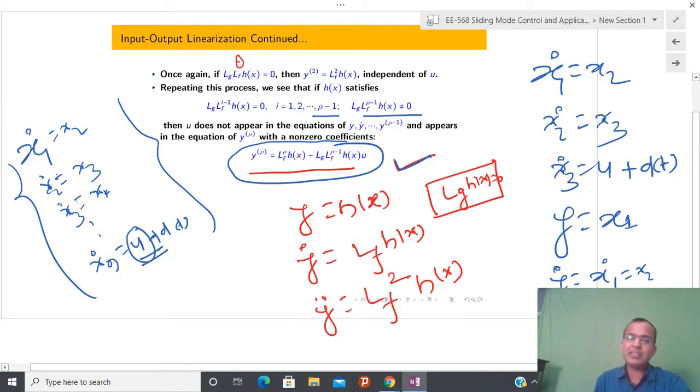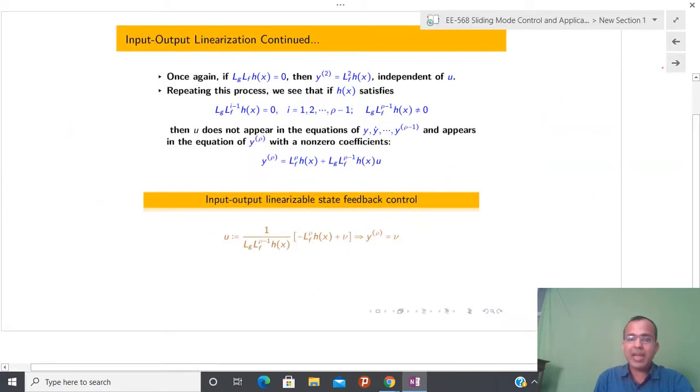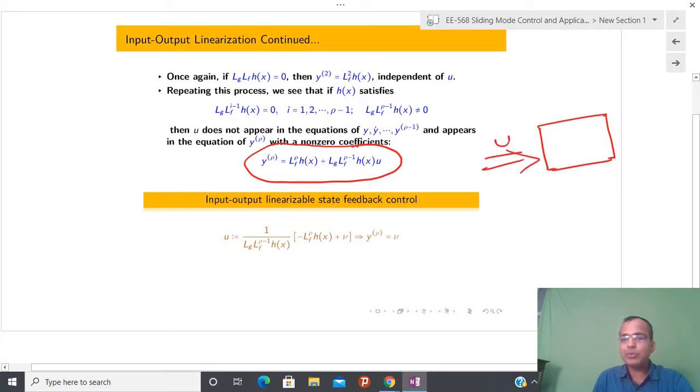Anyone has confusion on this? No, sir. Now if you do not have confusion, you can see that after taking the rho time derivative I have this system. So now I can claim what my structure is: I have input u, and you can interpret this equation like a state-to-input relation. The state is y dot, y double dot, up to y rho.